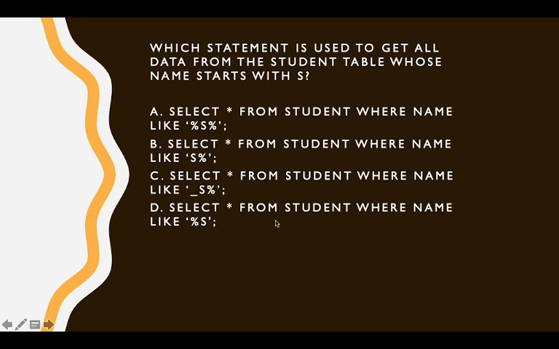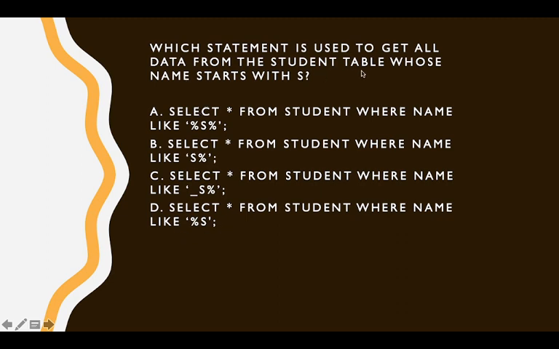And then we have our last option, which has a percentage sign before S. But this could be correct if the question says that the name is ending with S. Then you can say that yeah, percentage is any number of characters and S would be the last character that we have, then it would be correct.